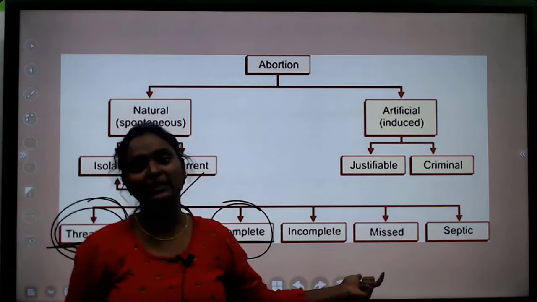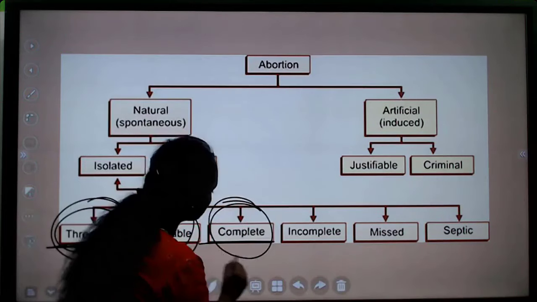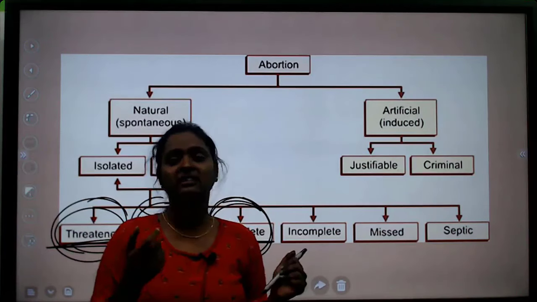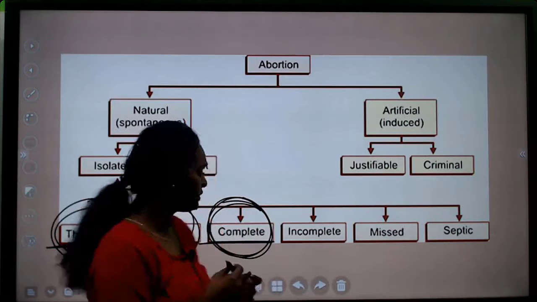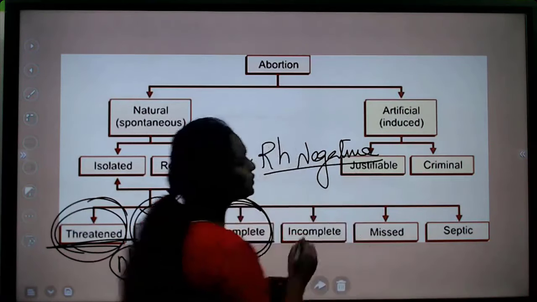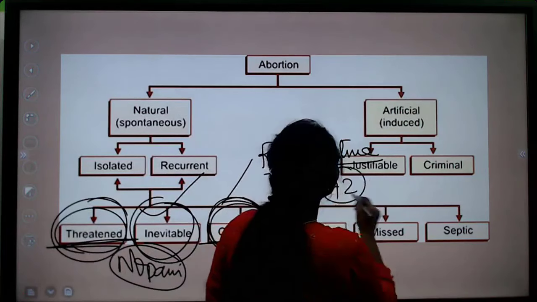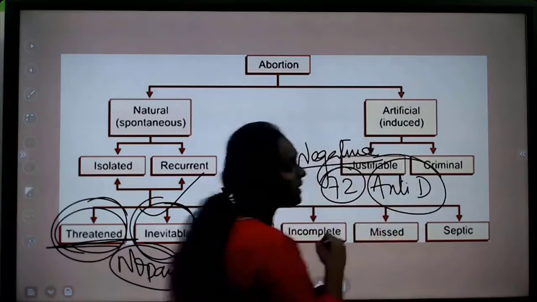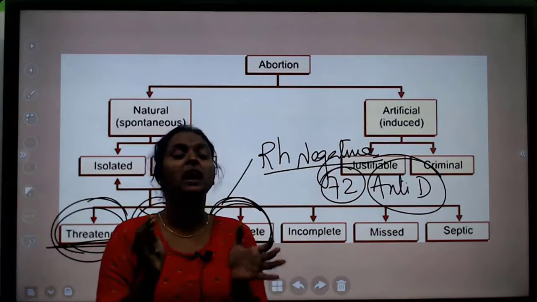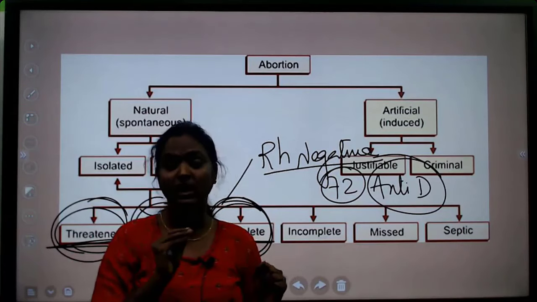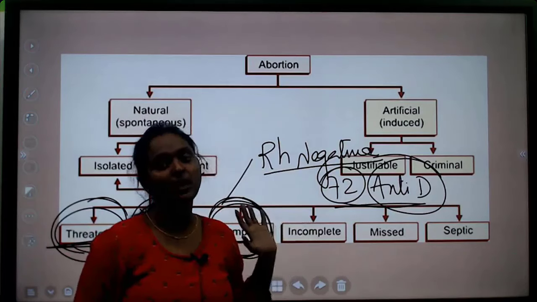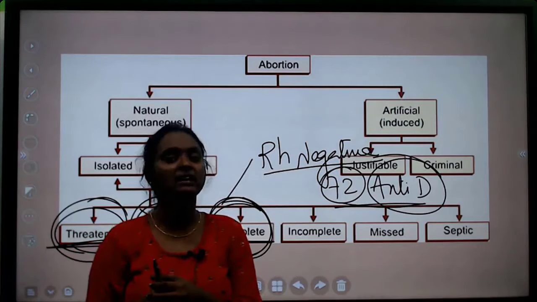Under complete abortion, one thing we have to remember: after doing ultrasonography and per vaginal examination, if there are no retained bits, then we check whether the mother is Rh negative or positive. If the mother is Rh negative, within 72 hours we need to administer the anti-D injection to the mother, intramuscularly. So in case of complete abortion, if the mother is Rh negative only, we give the anti-D injection within 72 hours to prevent the future baby from getting Rh incompatibility disease.